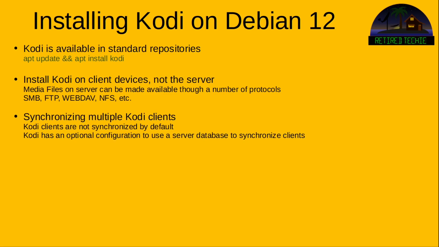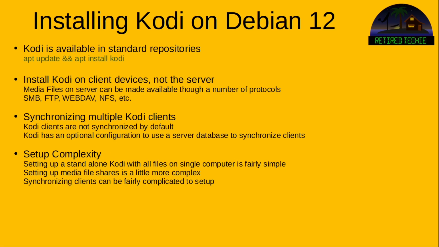You can synchronize multiple Kodi clients by creating a remote database. This is one of the advanced features of Kodi, and then each application will look at the database there instead of its own local database, so you can synchronize all your clients that way. If you get beyond a single computer with the video or media files there, with Kodi, it gets rather complex after that. Again, if you're setting up with a separate file system, you need to give access. If you're setting up to synchronize your clients, you need to set up a remote database. Complexity increases as the things you do remotely increase.